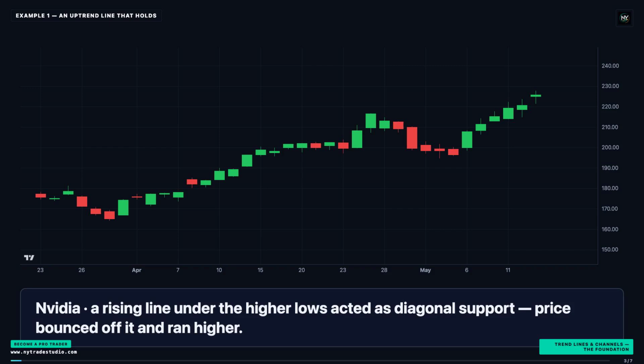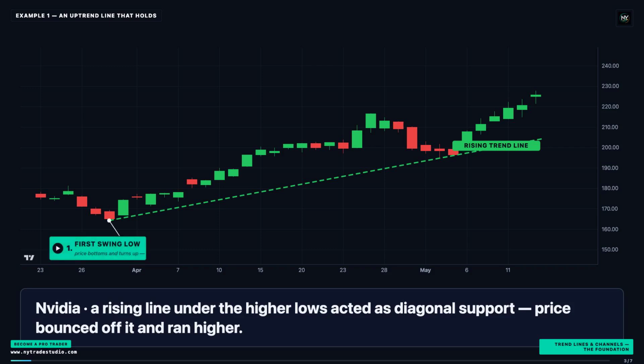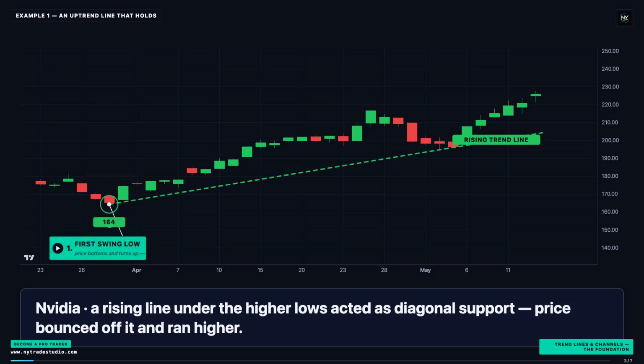We read every trending chart the same way. Find the rising lows first, draw the line through them, then watch how price behaves at it. So step 1, find the points. Back at the end of March, NVIDIA bottomed near 164 and turned up. That is our first swing low, point 1.